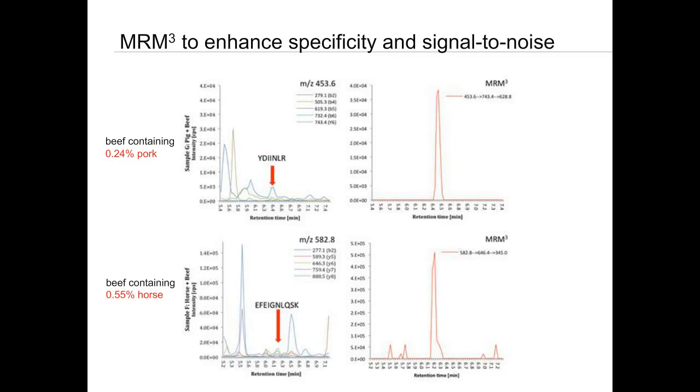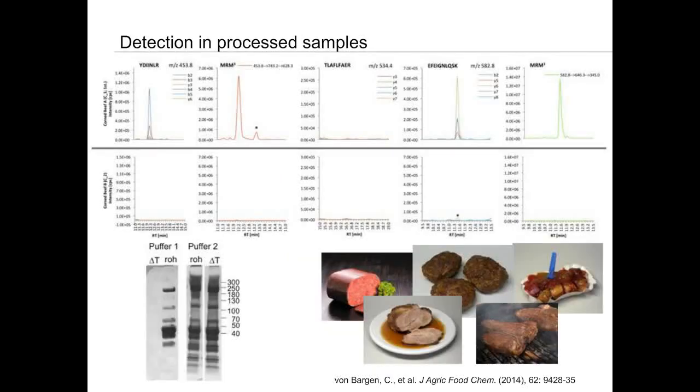So by using MRM cube you really can gain sensitivity, and I'd like to show you later on with the allergen detection that you also can increase specificity. This approach also works in processed samples as long as you are able to extract your proteins.